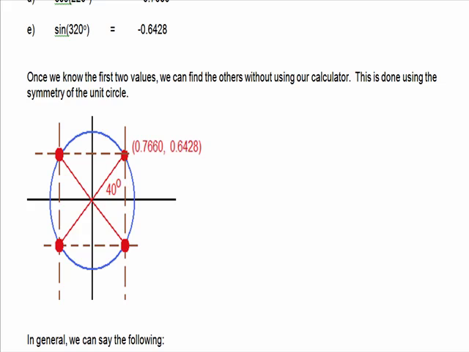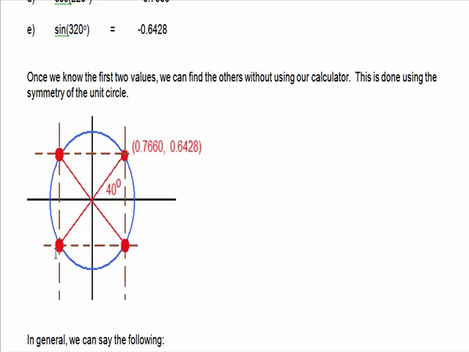So if I look at a 40-degree angle, and I labeled that 0.7660 and 0.6428, notice if I go across into the second quadrant, this angle, using all the symmetries, would end up being 140 degrees from the x-axis over. And notice it would have the same y value, but it would have the opposite sign on the x value. So that's why our cosine ends up negative and our sine ends up positive, but they end up the same value because of the symmetry.